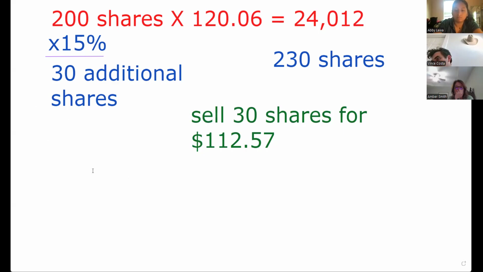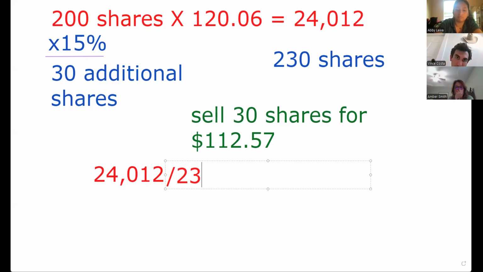And then I have to figure out what my adjusted cost base is. So I take my $24,012. I divide by 230 shares. By the way, most times you can get this right by just knowing I'm going to have more shares at a lower price. That alone, sometimes you can just shop the answer set and get it. So, anyways, this divided by 230 is 104.40.